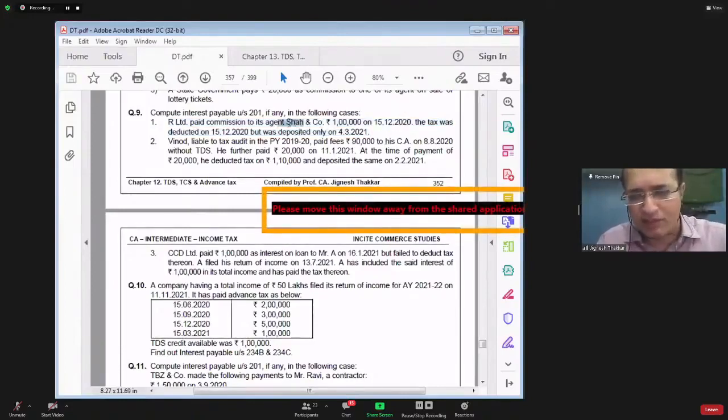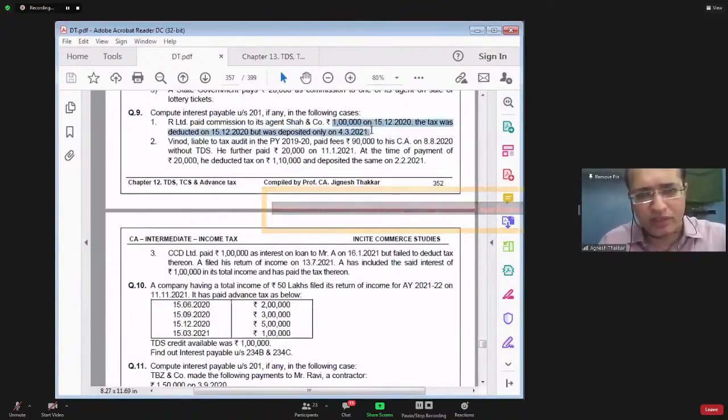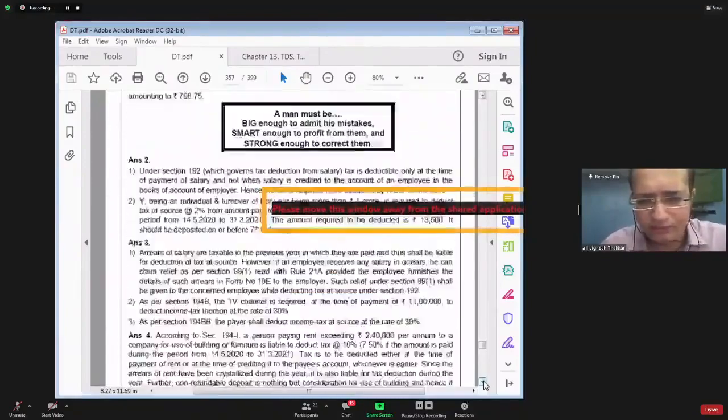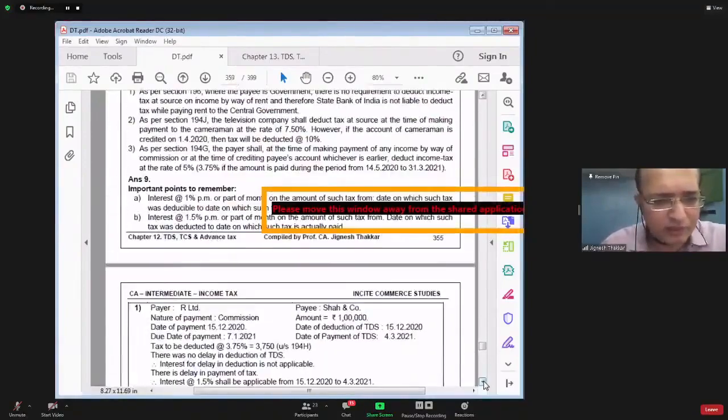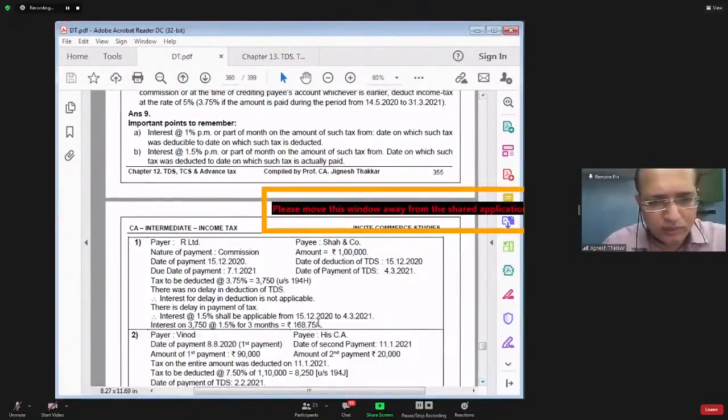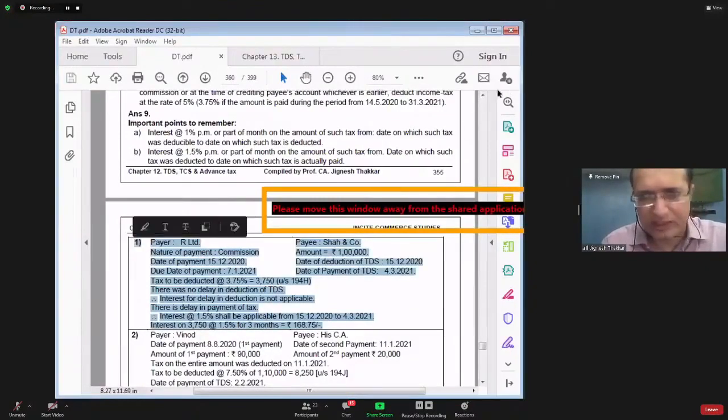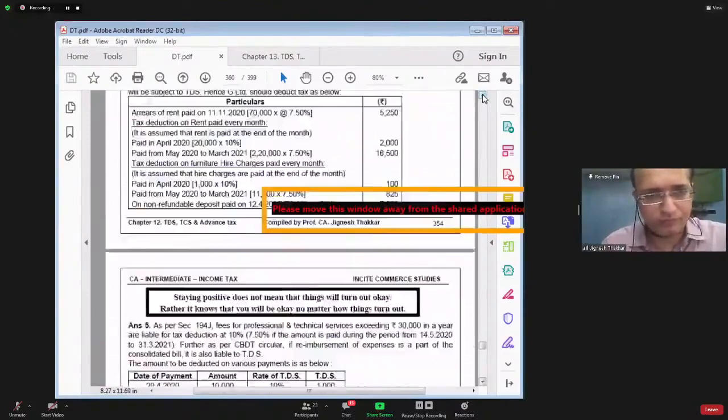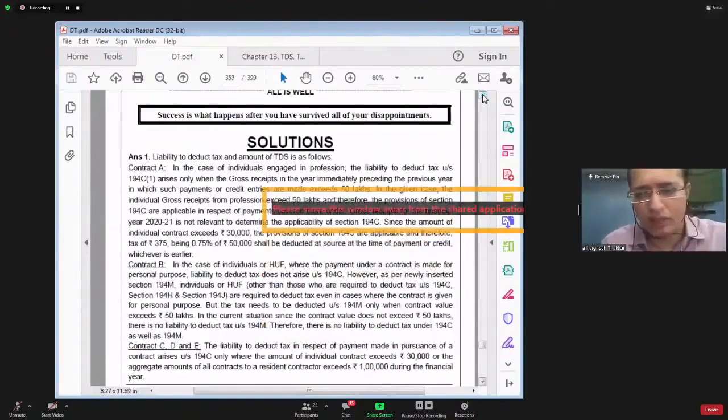This commission is covered by which section? 194H. What is the rate of TDS in 194H? 5%. But COVID special rate will be what? 3.75%. So 3.75% of 1 lakh will be how much? 3750. On that 3750, you have to calculate the interest at 4.5%. That would be how much? 168.75. Have you all understood the calculation?